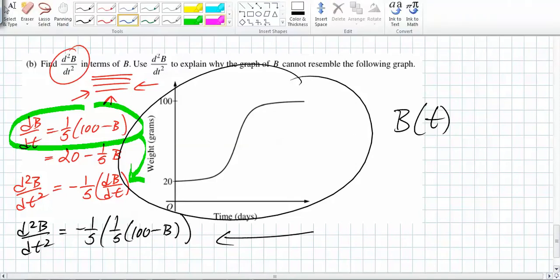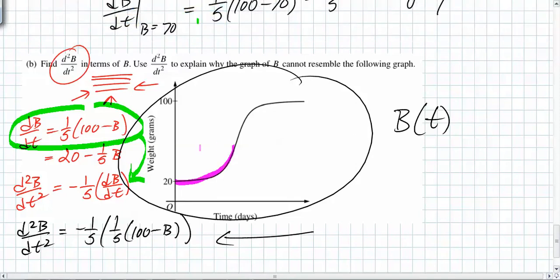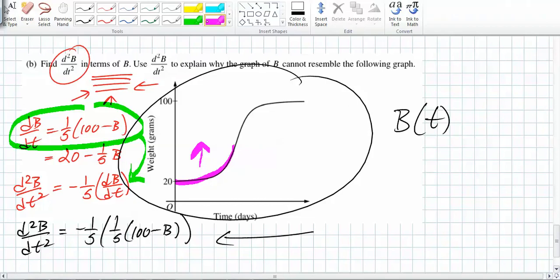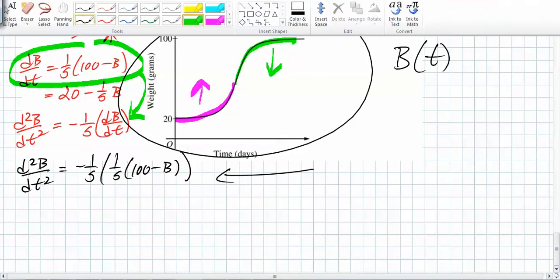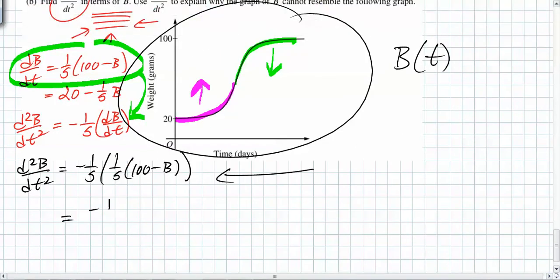What can you just generally tell me? It's concave up, and then it turns into? The only thing you can generally tell me is that for some of it, it's concave up, and then for some of it, it's concave down. Let's go back and look at our second derivative here. This is equal to negative 1 over 25 times 100 minus B.